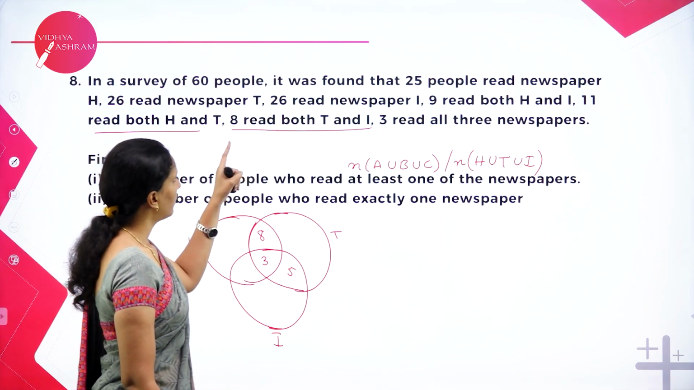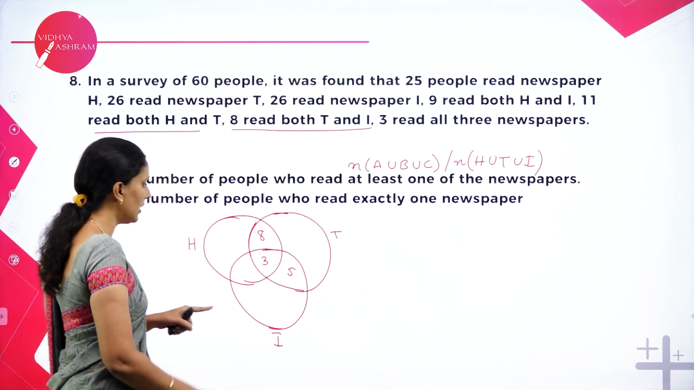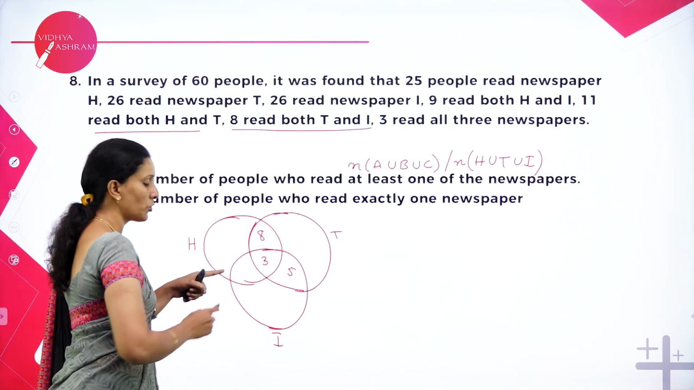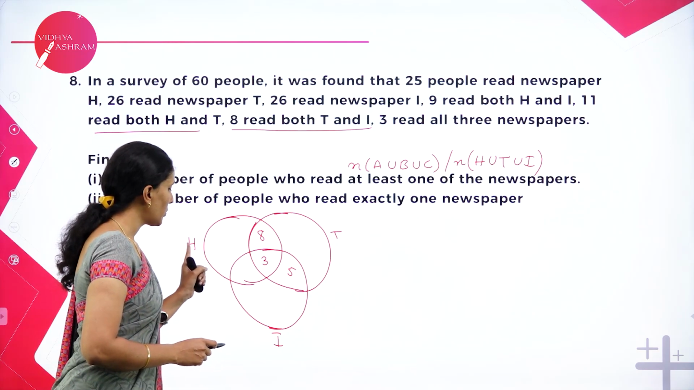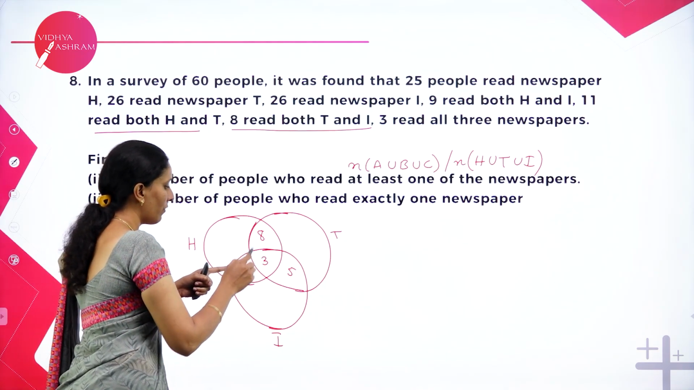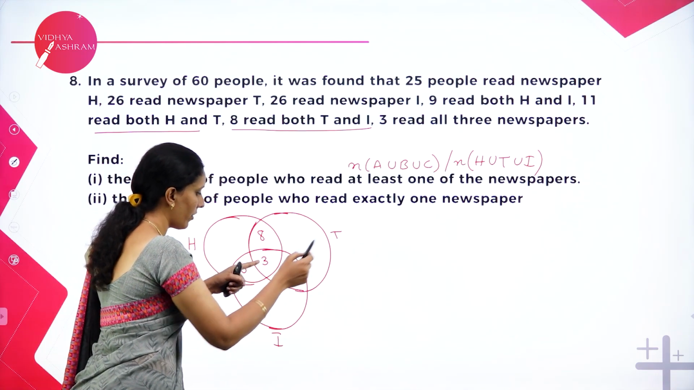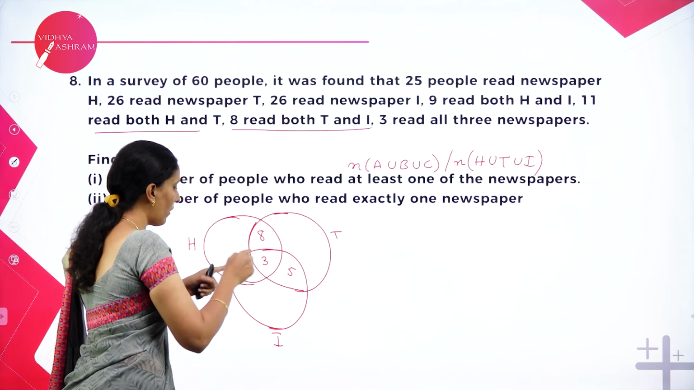Next, we have 9 read both H and I. So H and I is here. So this is the common portion or common set between H and I. Already 3 is written, so 6 are remaining. So therefore, we can see here 9 read H and I, 8 read T and I, 11 read H and T.